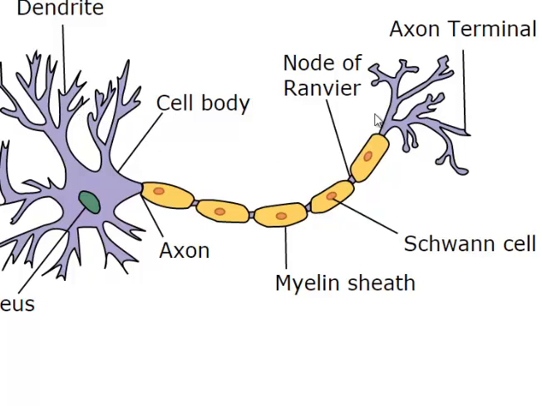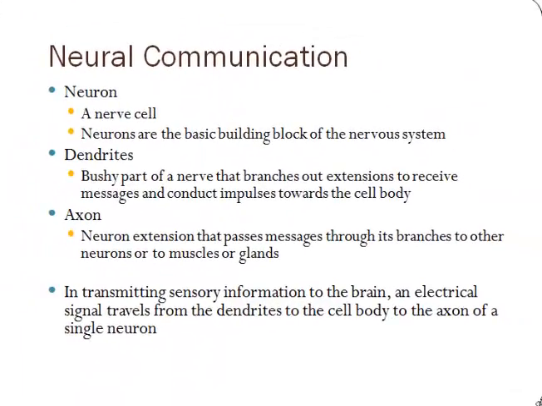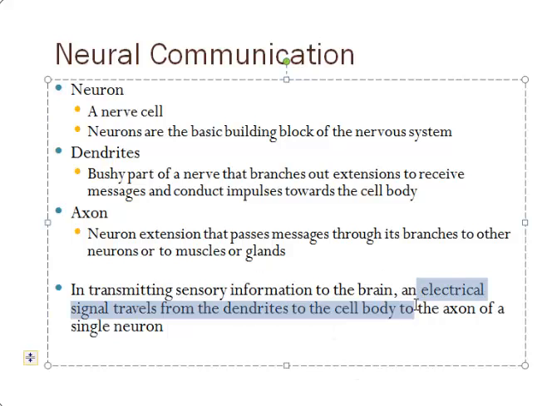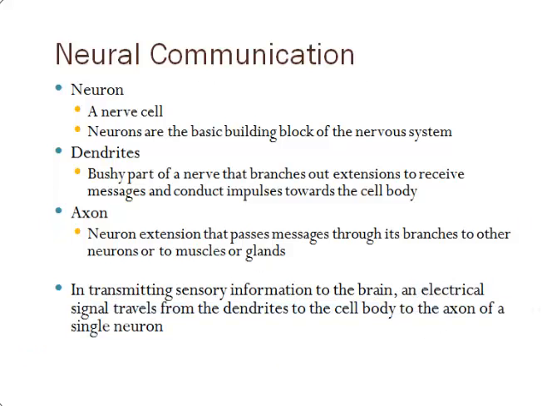The difference between a neuron and a regular cell is just that the neuron is specifically designed to be able to accept messages and pass messages on. And impulses, which are electrical messages that go from the brain and are scattered throughout the body, are the main thing that the neuron passes along. So an electrical signal, namely an impulse, travels from the dendrites to the cell body, to the axon of a single neuron.